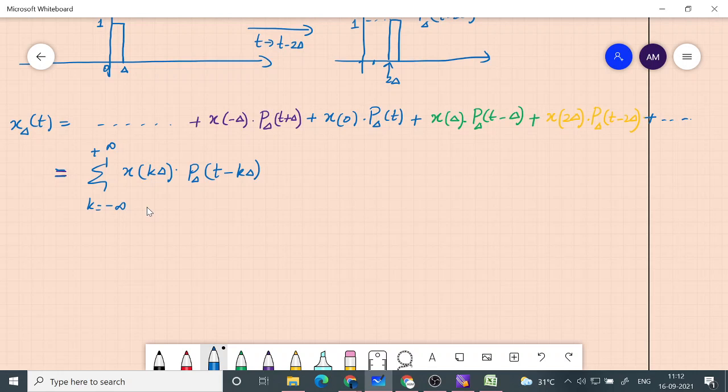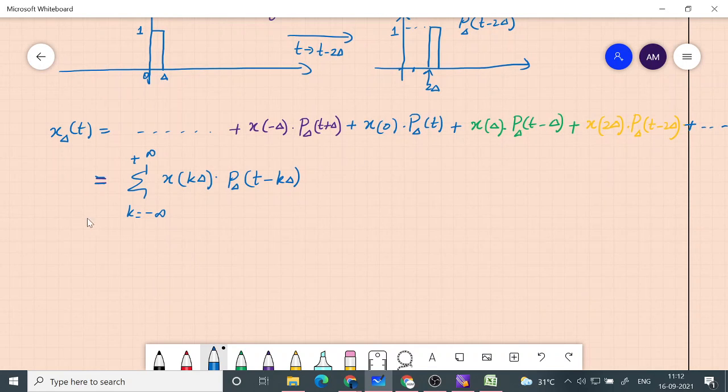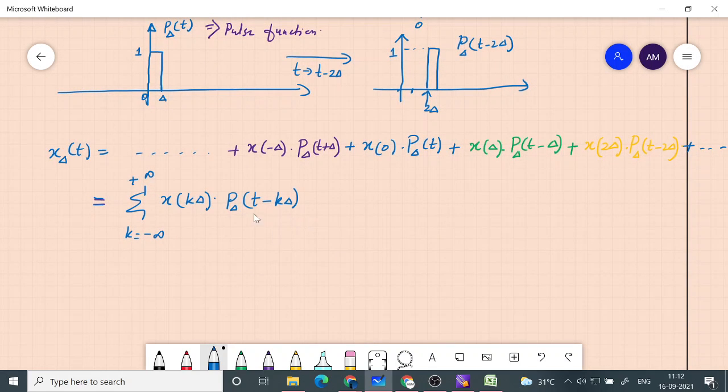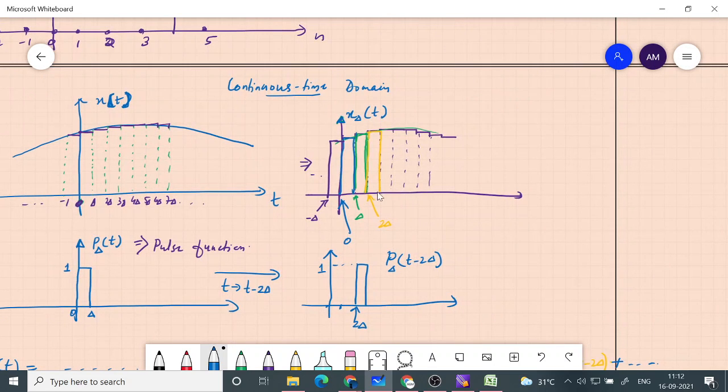Yes, sir. Correct. So this is the simplified version of the infinite series. We have a sum of infinite terms. Each of them is basically a pulse function shifted by some unit and scaled by some factor, and we are adding all of them together. What are we getting? We are getting this right hand side, x delta of t, which is an approximate version of x of t. Actually we have x of t, but first we approximated it to get x delta of t, and that is what we have.